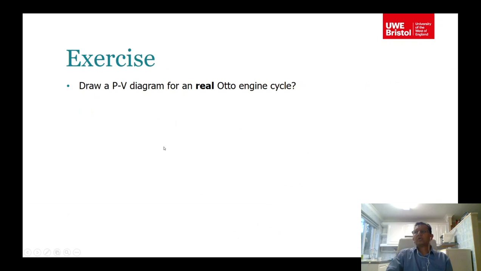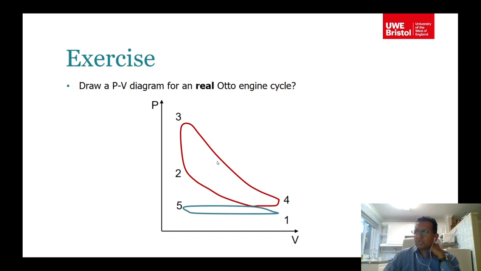I want you to do an exercise. Draw a PV diagram for the real Otto cycle engine, as you remember. Please take some time, pause this video, and do that. So that would be your PV diagram for the real Otto engine: suction, compression, heat addition, power, heat release, and exhaust.